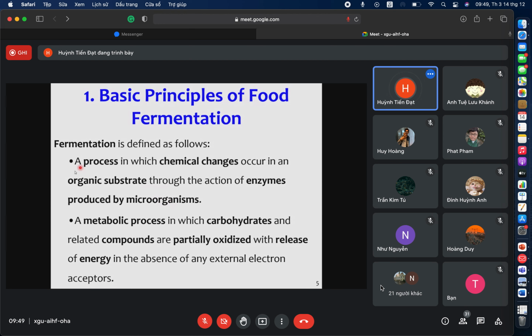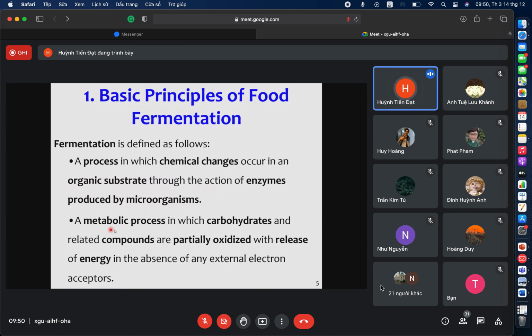Okay, so that's the way that we can employ the microorganisms. In other words, we control the activity of the microorganisms to convert the organic substrate into the desirable products that we wish to have. Okay, so the control of the microorganism activity.